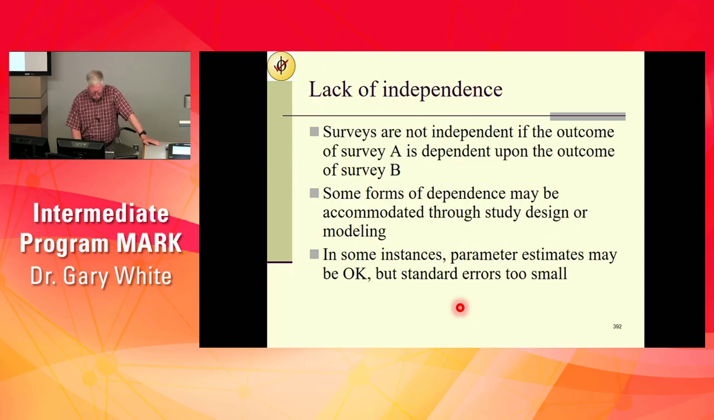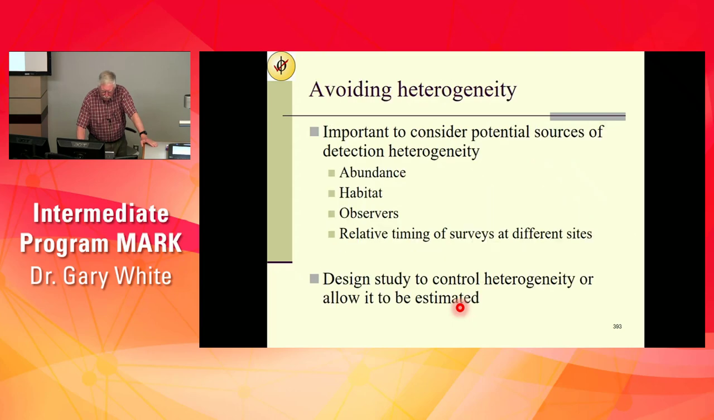Lack of independence. Some forms of dependence can be accommodated through study design. That's the removal example that I talked about earlier a little bit. We'll maybe come back to that. Avoiding heterogeneity: if you know that you've got observer issues, you want to make darn sure that your observers are set up in a way that you can take out the observer effect.